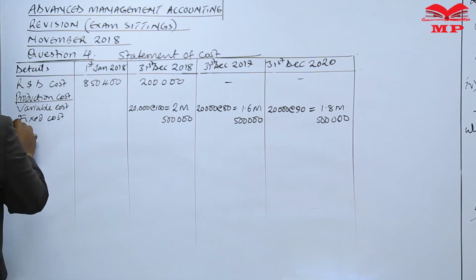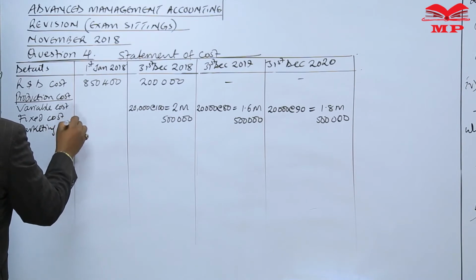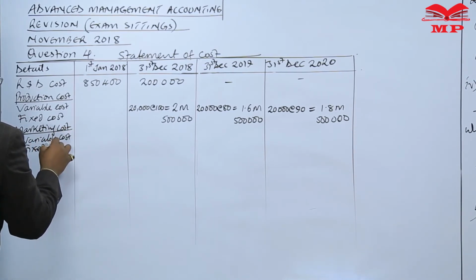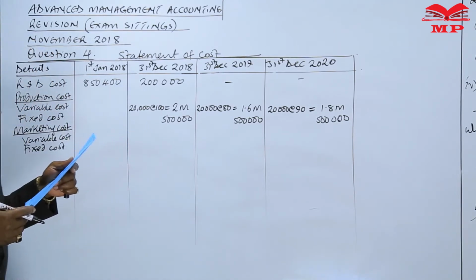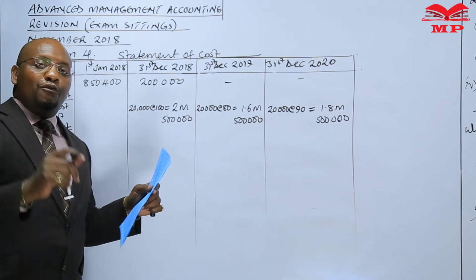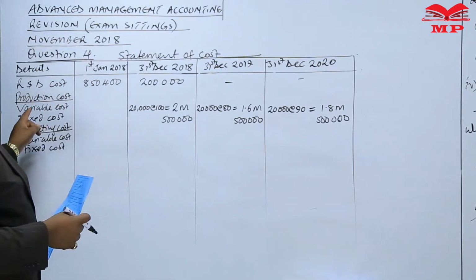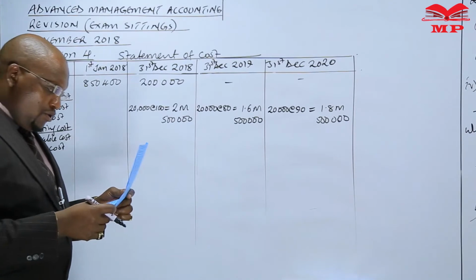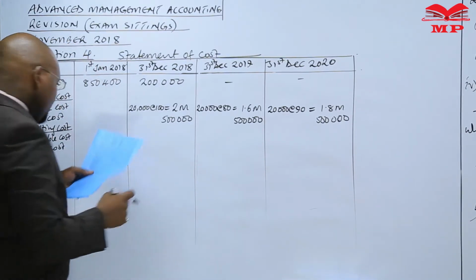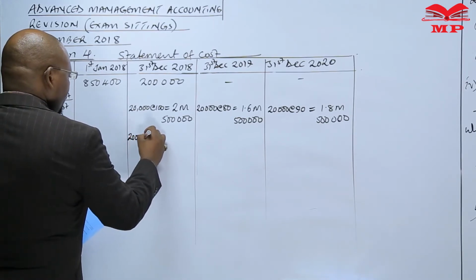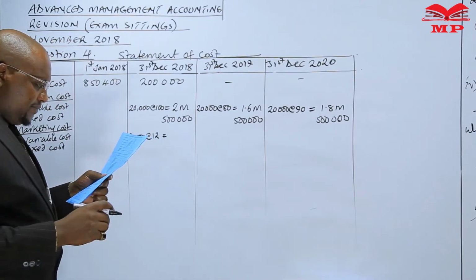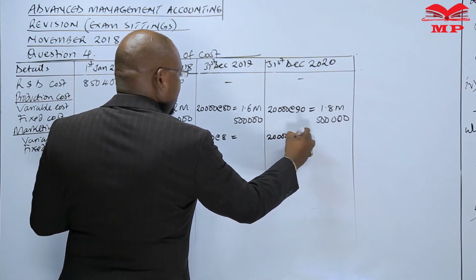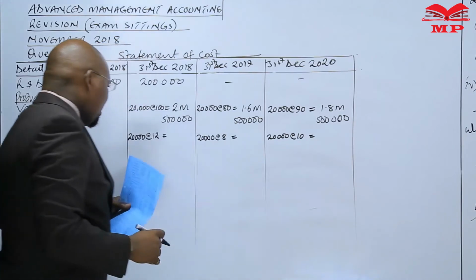But before that, let's go to the next one. We have marketing cost. We still have variable and the fixed cost. For variable, the units are the same. But remember, if you were given a different number of units produced and sold, production would have taken the number of units produced, and marketing would have taken the number of units sold. But because our units are the same, produced and sold, we just multiply by the same 20,000. So this time is times 12, 20,000 units times 12; 20,000 times 8; and 20,000 times 10.